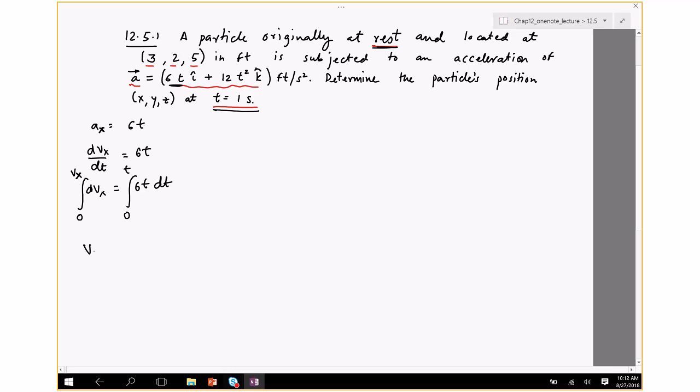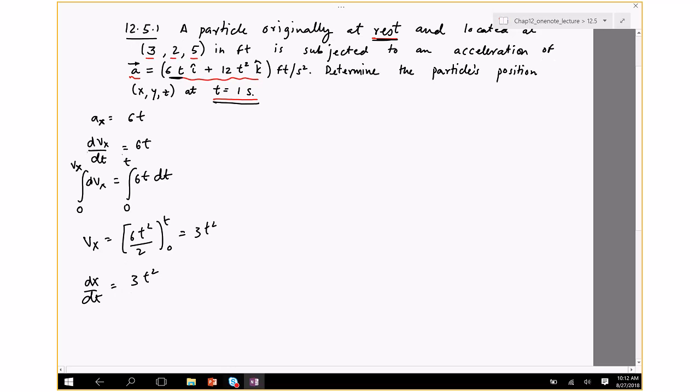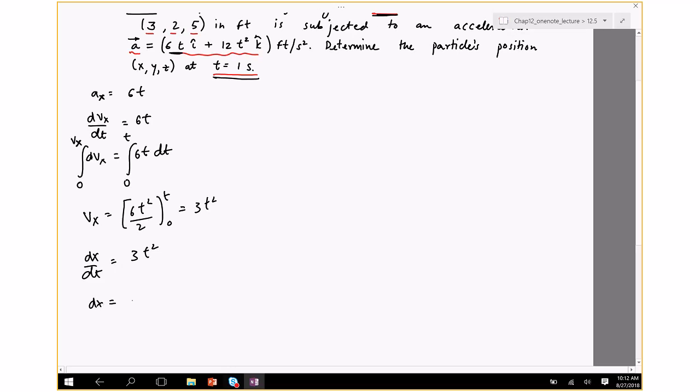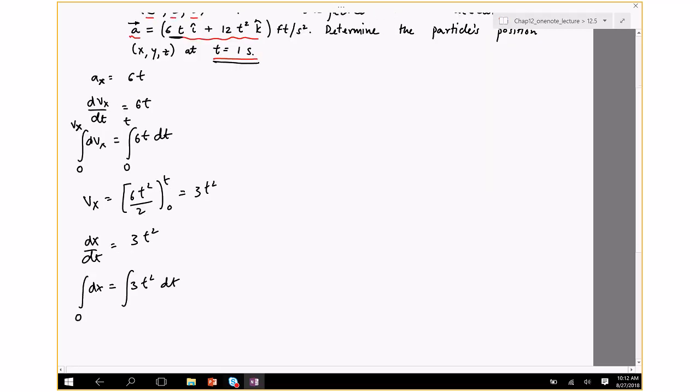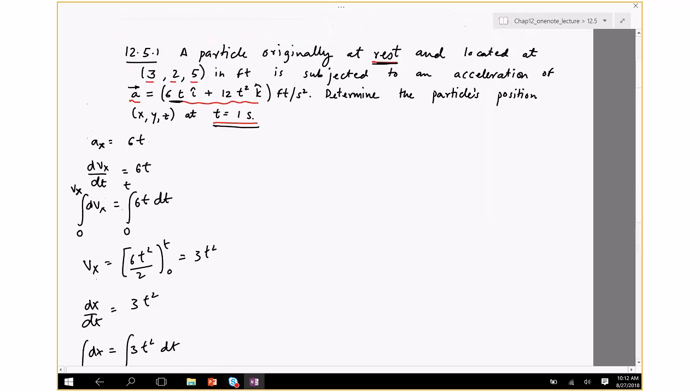So Vx equals 6t squared divided by 2, upper limit is t, lower limit is 0. This is 3t squared. Vx is dx/dt equals 3t squared. So dx equals 3t squared dt, and I can integrate this. Well, my bad. At time t equals 0, I've been told that the position is 3 right here, so I need to put 3 here, not 0.